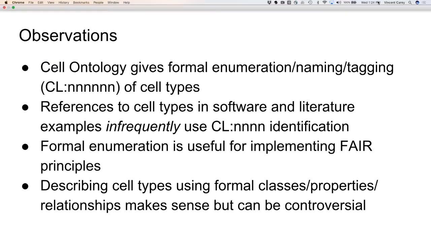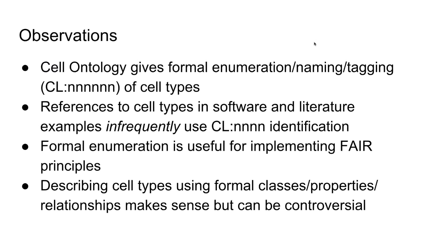I think it's worth reflecting on the idea that the cell ontology exists and gives mechanisms for naming and tagging cell types. But these tags are infrequently used. Certainly in the tutorials that we have, it's very seldom the case that you get an exact reference to a named cell type. And we think that we should do a better job here because we want to implement the FAIR principles to make things findable and interoperable.